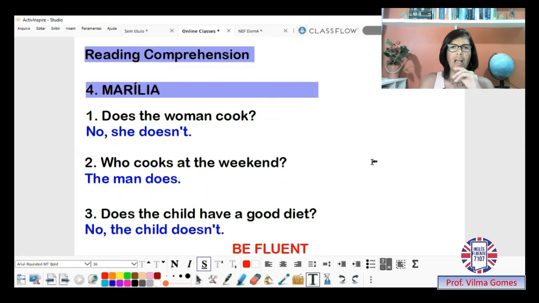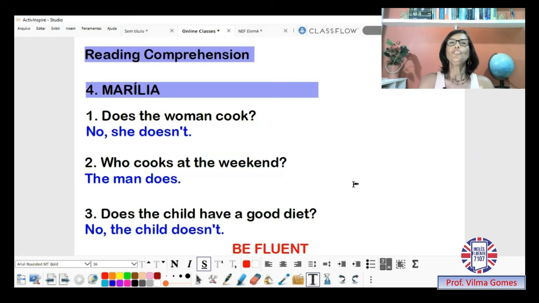Very good. Number 4. Here, Marilia. What is Marilia's opinion about the family she lives with, right? Her opinion. There, what she observes. The woman doesn't cook, remember, but she watches cooking programs every day, right? The man cooks at the weekend. Do you remember what he cooks? He makes fantastic Indian curries. All right, very good. And what about the child? Does the child have a good diet? No, the child has a terrible diet. Why? Because the woman just puts a pizza in the microwave. What else? He eats chips and fish fingers. Yeah, chips and fish fingers. And the child goes to Burger King every week.